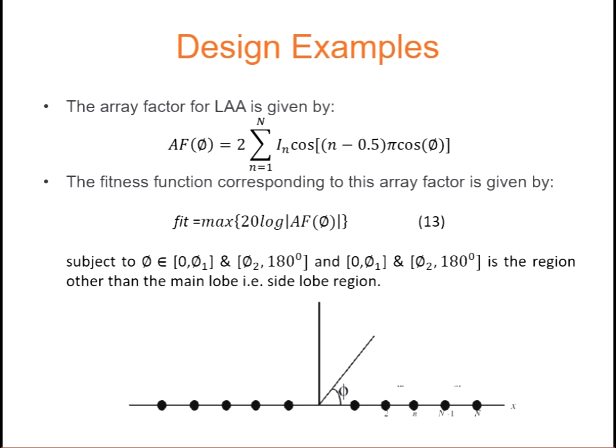The subjective constraint is theta equal to 0 to theta 1, and theta 2 to 180 degrees, and 0 to theta 1 and 0 to 180 degrees is a region other than the main lobe, or simply the side lobe region.